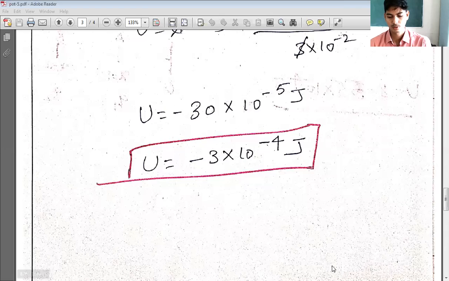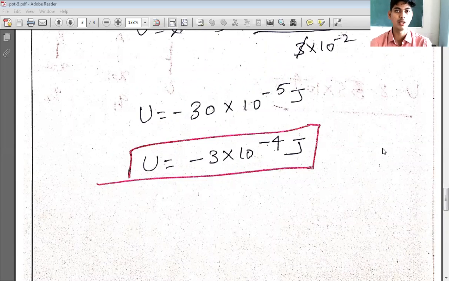Potential energy of a nucleus and an electron must be negative. The nucleus is positively charged and the electron is negatively charged. We know that electrons are bound to the nucleus. In order to remove an electron from an atom, we need to supply some energy to it.